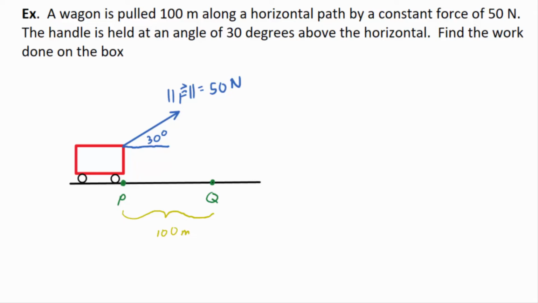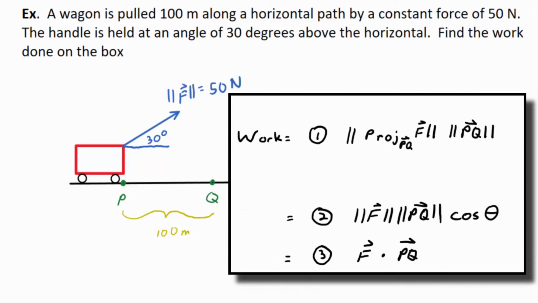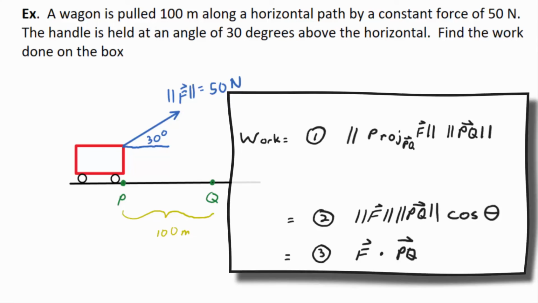You have to figure out, okay, what am I given, and then which one of these formulas is the best one to apply? 1, 2, or 3? 2, because we know the magnitude of F, we know the magnitude PQ, we know the angle. I mean, you could try to apply number 3, but then you'd have to come up with the appropriate vectors, and that would be no fun.